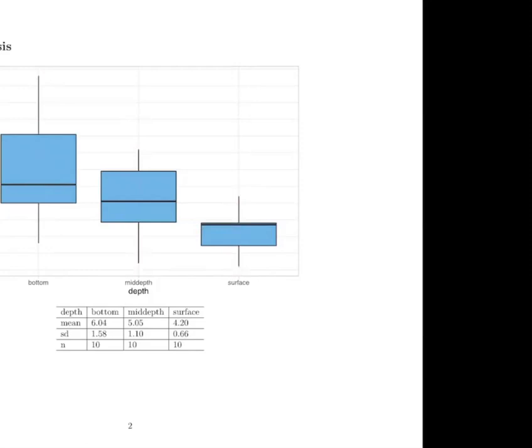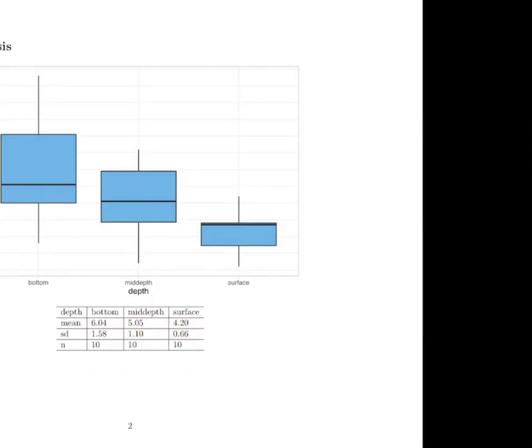I also went through and calculated the sample means and the sample standard deviations just so we could have a comparison. And what you'll notice is that if we're just talking about the sample mean, of course, the sample mean for the bottom is more than the mid-depth and above the surface.